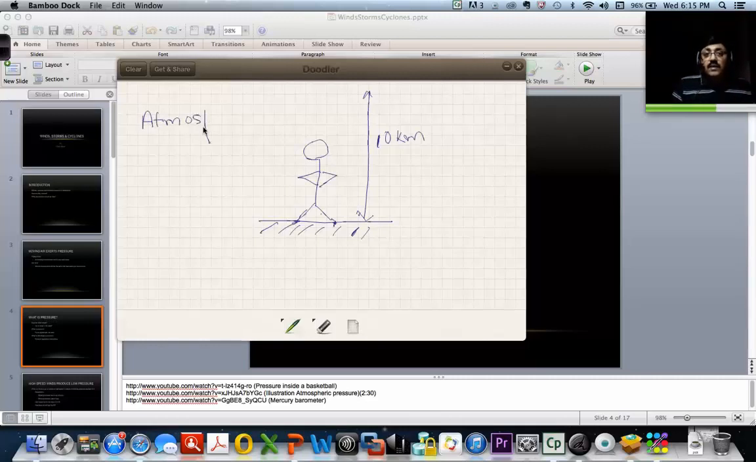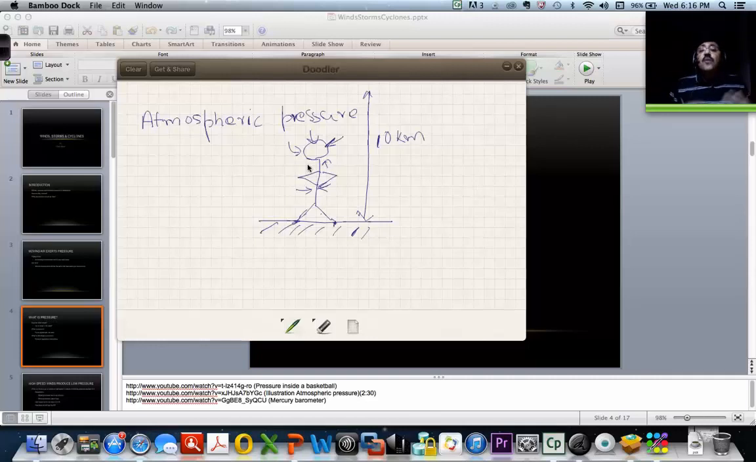Atmospheric pressure. This is the pressure applied by the atmosphere on Earth, right? Not only on Earth, on any object which is on the surface. So when you are standing like this, atmospheric pressure is acting on your body throughout, because the pressure acts in all directions. That is why you don't feel it. There is atmospheric pressure on this side, and atmospheric pressure on this side, and both are equal, so they are equal forces and cancel each other. But there is atmospheric pressure acting on you, in fact.